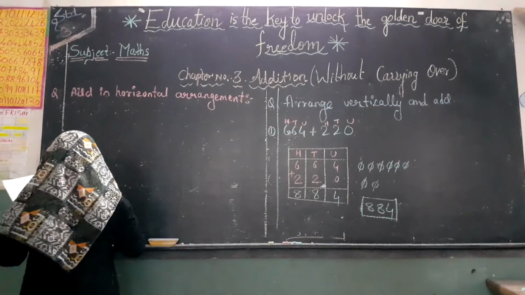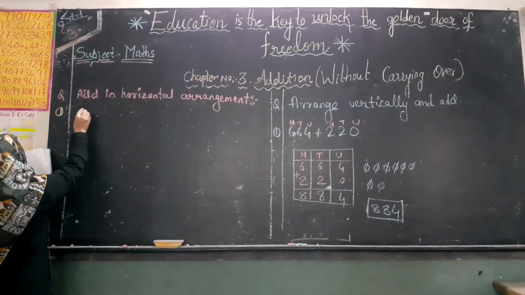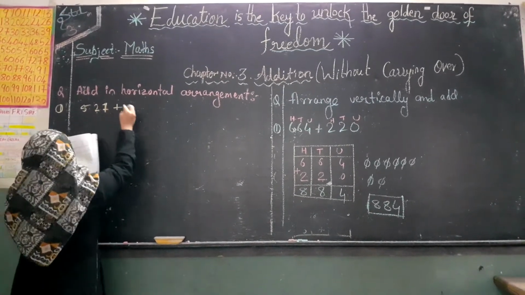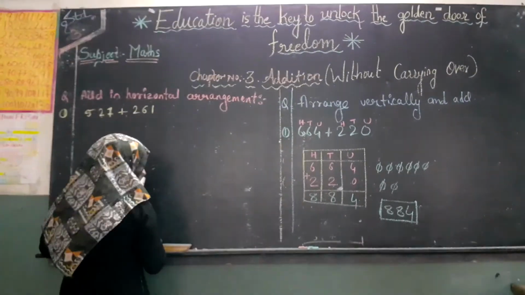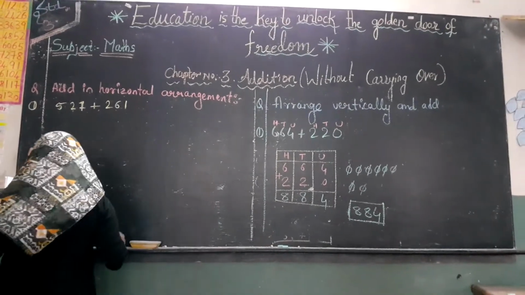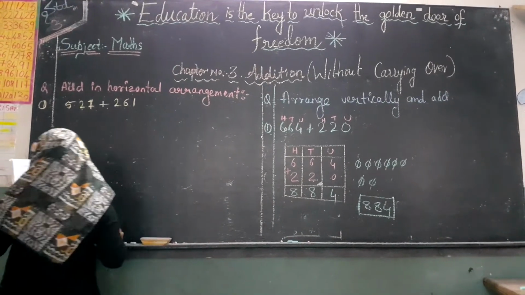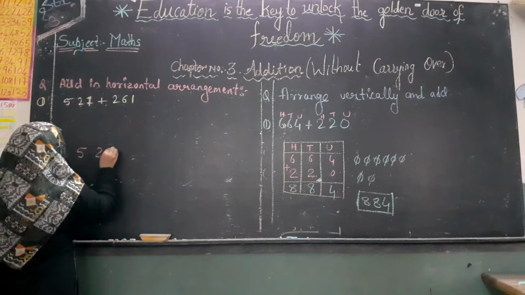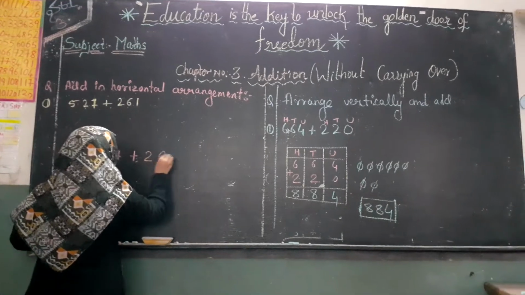Okay. Now the first question is 5, 2, 7 plus 2, 6, 1. Now the way we have to draw and write this sum, see here. First we will write 5, 2, 7 plus 2, 6, 1.